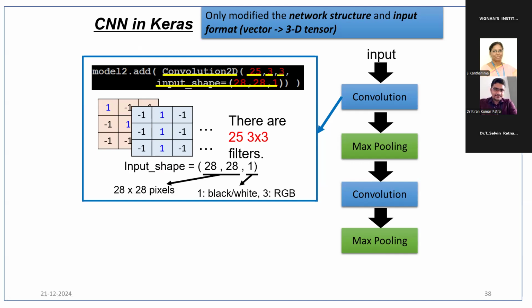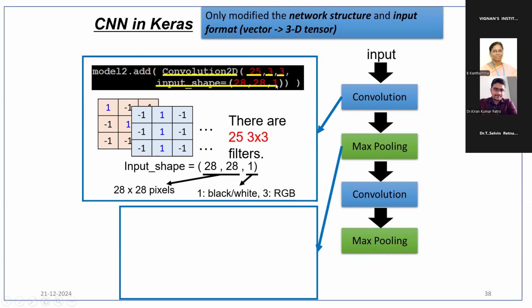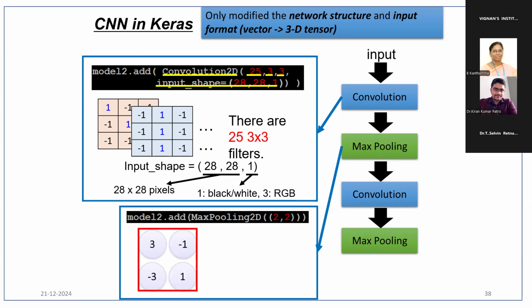Right. And suppose it is a color image, you can use 1. So then max pooling, 2x2 pooling. 2x2 means once your data is processed from the convolutional filter, it is given to max pooling. In max pooling, in that 2 by 2 space, it chooses only the maximum element. Here the maximum is 3, so it will choose 3.